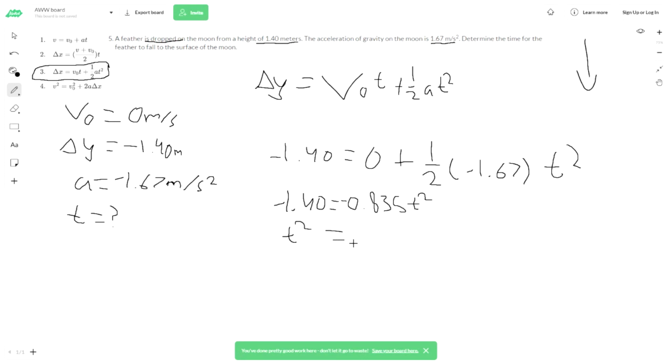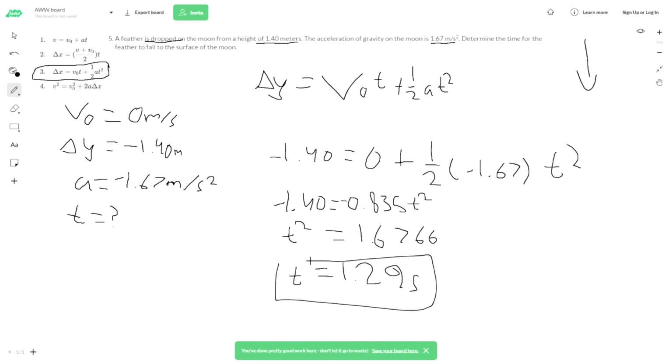T squared equals 1.6766. You want to remain at least around 5 sig figs until your final answer, which is where you go back to 3 sig figs, which is what we're given in the problem. We're given the distance in 3 sig figs, and we're given the acceleration in 3 sig figs. So now we simply square root this number, and we find that our time is 1.29 seconds for the feather to drop to the surface of the moon.